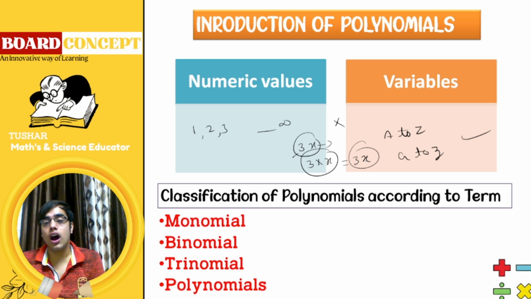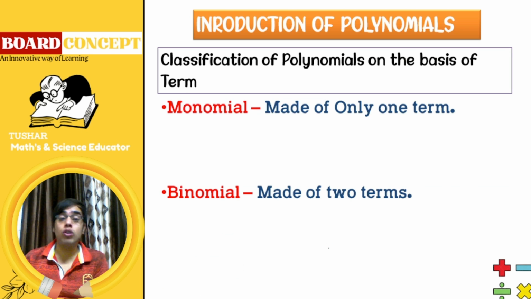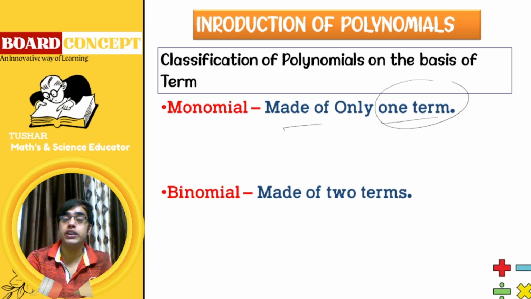Now polynomials are classified on the basis of terms into four types: monomial, binomial, trinomial and polynomial. The first one is monomial. A monomial is made up of only one term. The polynomial that is made up of only one term is called a monomial.